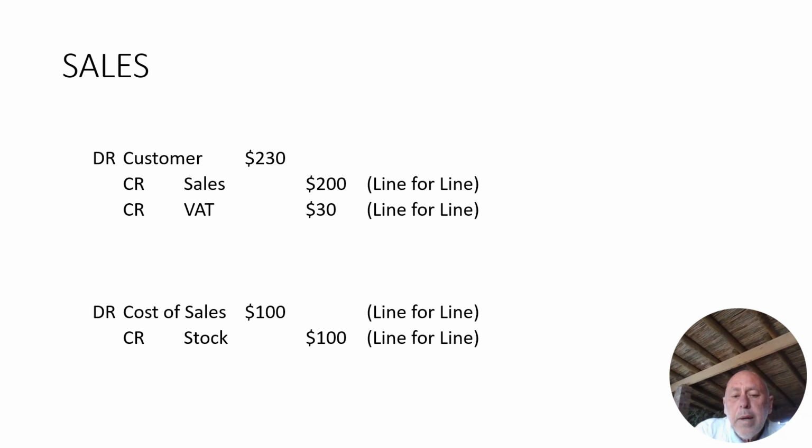And what you're also doing is debiting your cost of sales at the same time. And you're crediting your stock. You're taking the item out of stock and you're putting it into your cost of sales in your income statement. It's doing this automatically behind the scenes.